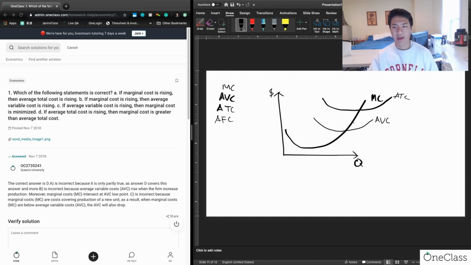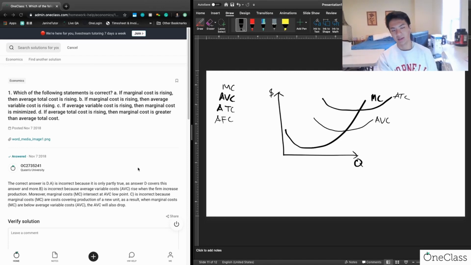And finally, D, if average total cost is rising, then marginal cost is greater than average total cost. And here we see that is indeed the case because marginal cost intersects ATC at its lowest point, at its vertex. Every point after that intersection where marginal cost is greater than the average total cost, your marginal cost is essentially pulling up the average, right? Because you're adding more and more high values into the average, and that's going to pull the average total cost up. And so if average total cost is at any point rising, then marginal cost is going to be greater than the average total cost. We see that already starting to occur here. And so it's going to be answer choice D that is the correct answer.